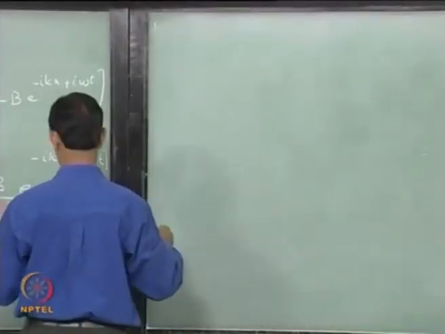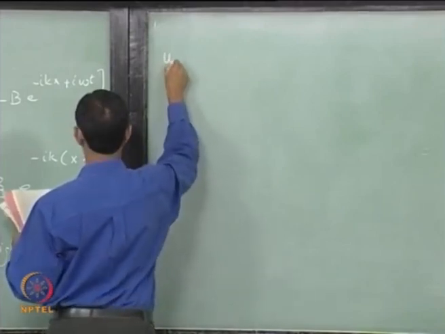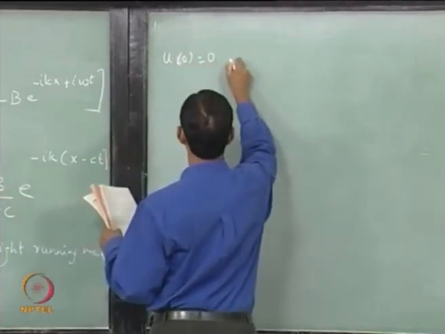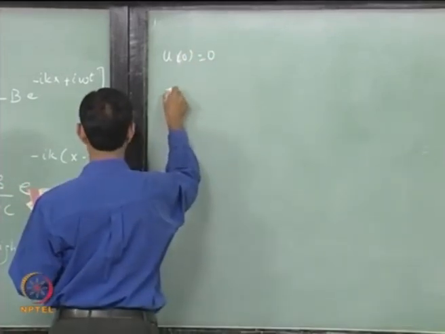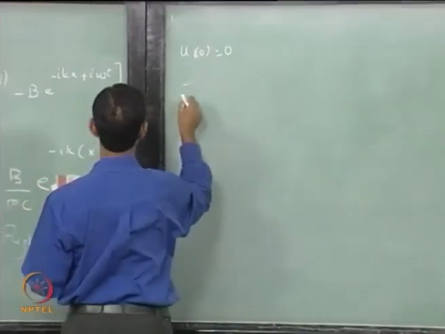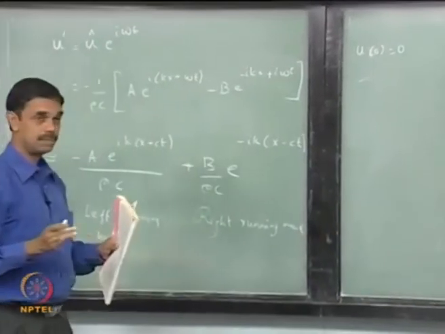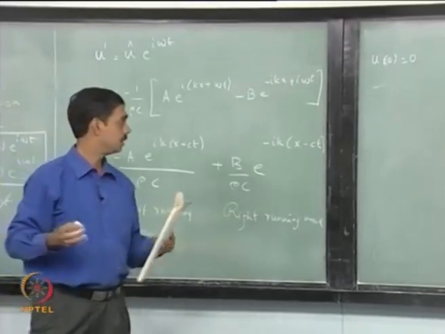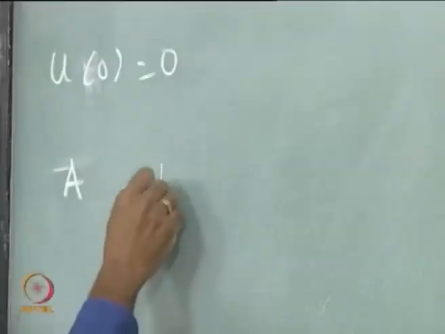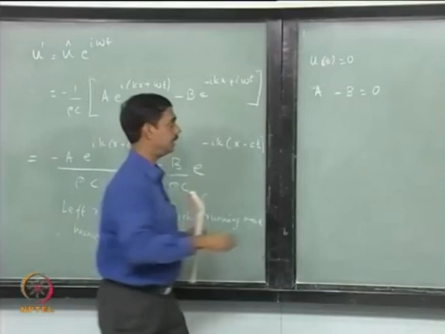So we say that velocity is 0, so that would mean that u at 0 equal to 0, and here is our expression for velocity. So we can say that e power i times 0 is e power 0, which is 1. So you will get a minus b equal to 0. So this would mean that a equal to b.